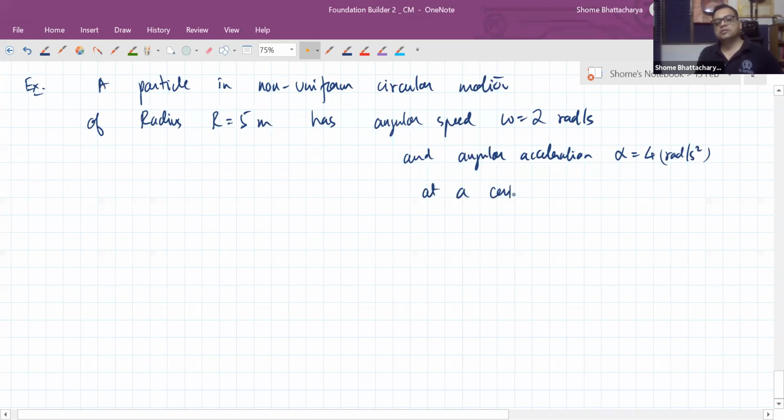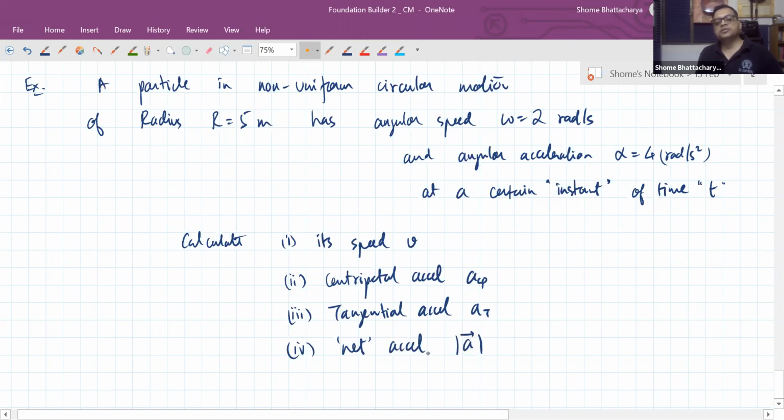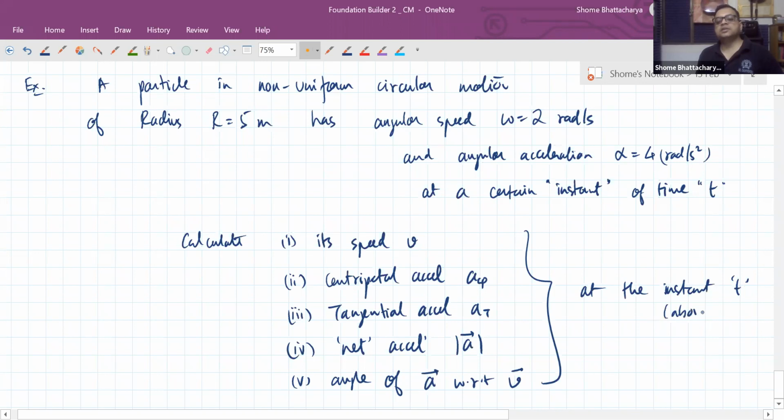at a certain instant of time, say t. So calculate its speed, its centripetal acceleration, tangential acceleration, the net acceleration, the magnitude of the net acceleration, and the angle of its acceleration with respect to velocity. All of these things at the instant t, at that same instant of time t from above.